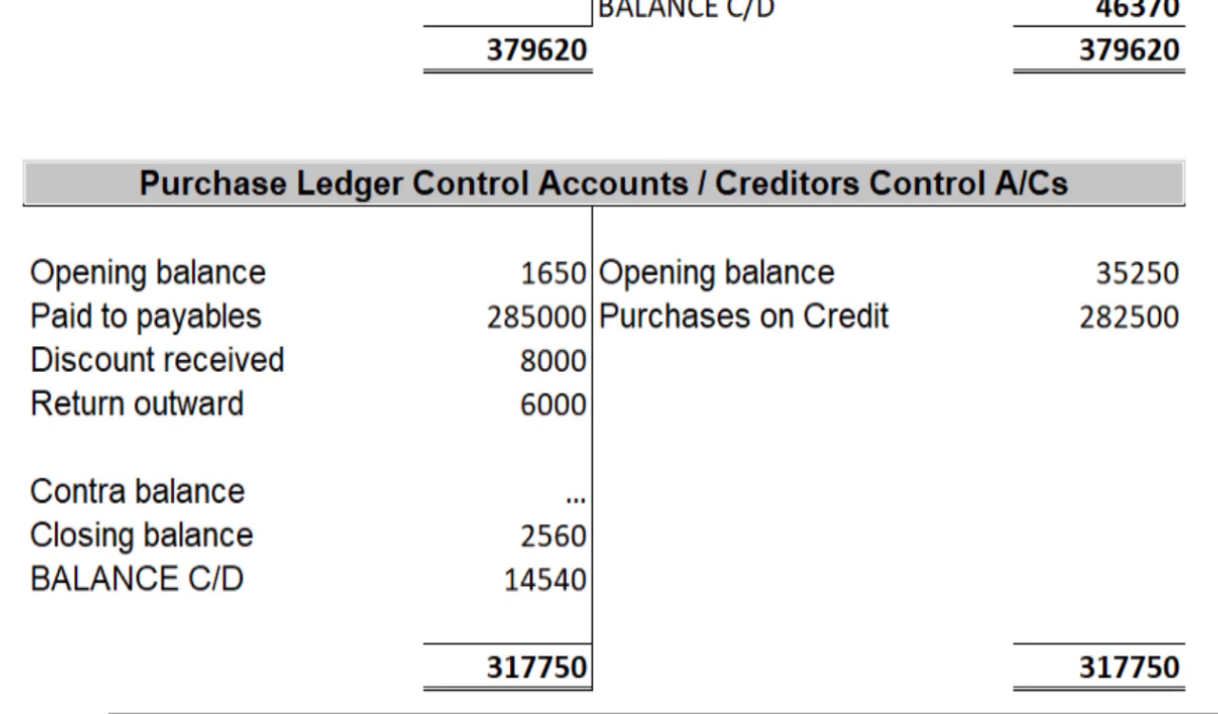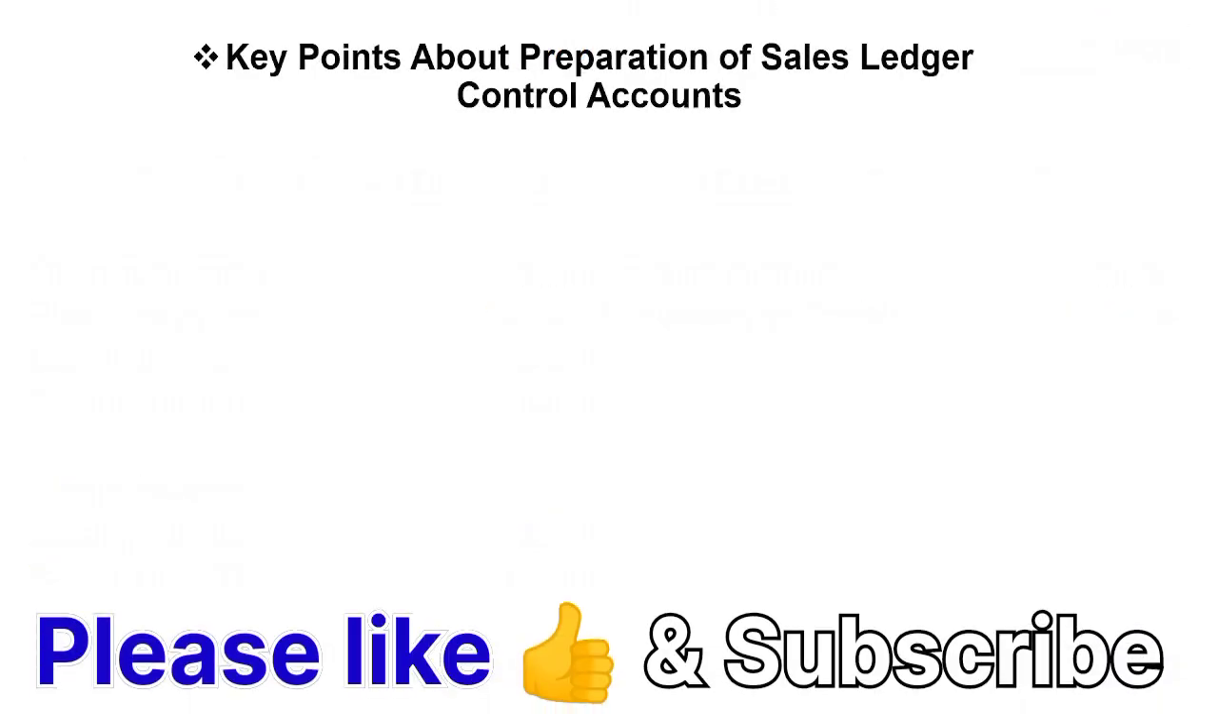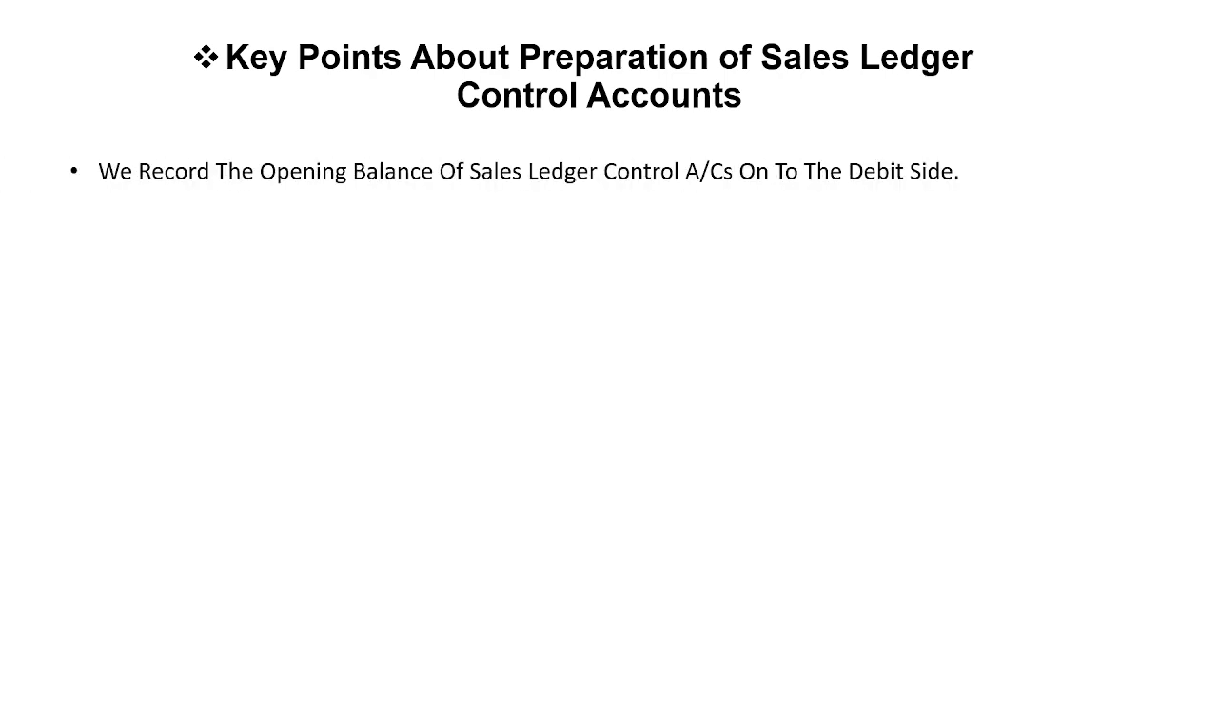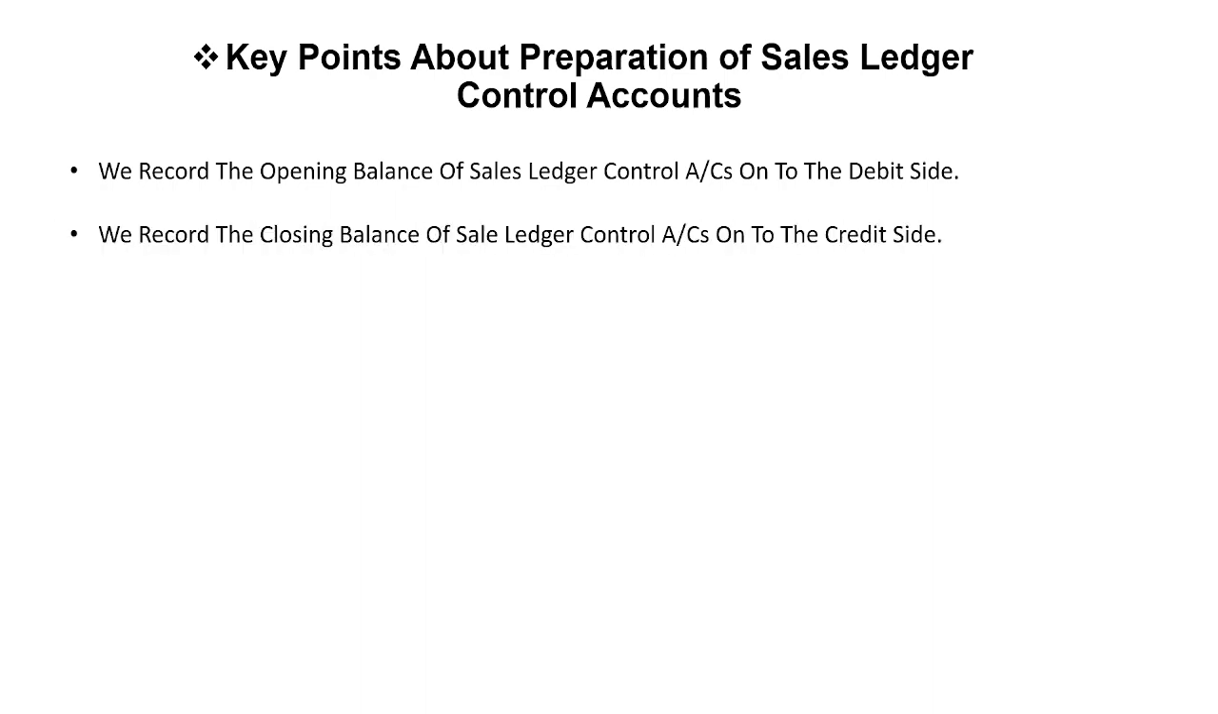So let's start. First of all, we understand some key points about the preparation of the sale ledger control account. The first point is that we record the opening balance of the sale ledger control account on the debit side. And the second point is that we record the closing balance of the sale ledger control account on the credit side.